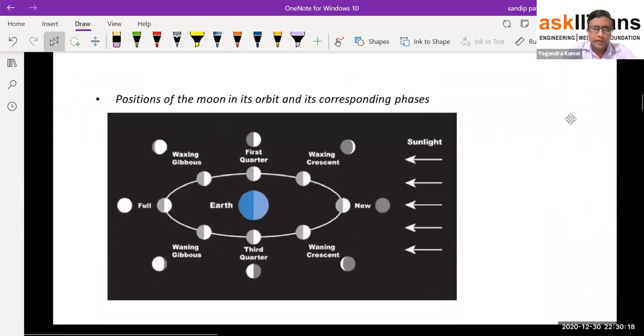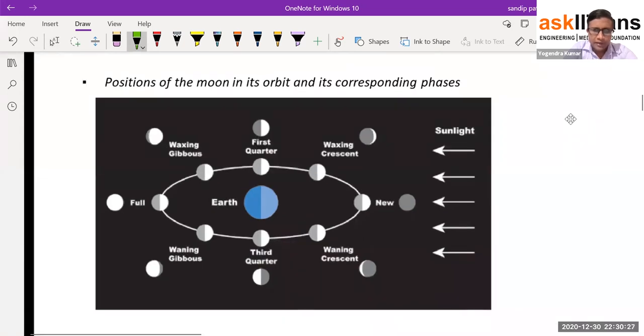Then, positions of the moon and corresponding phases, we can say. Here you can see the sunlight is coming from here, Earth is here, right? And here we can say there is a full moon. Here we can see the whole moon. Here it is decreasing, right? Like this. And again it shows the decreasing, right? It is increasing again, and again we will get the full moon, right? Like this. So this is very easy to understand.